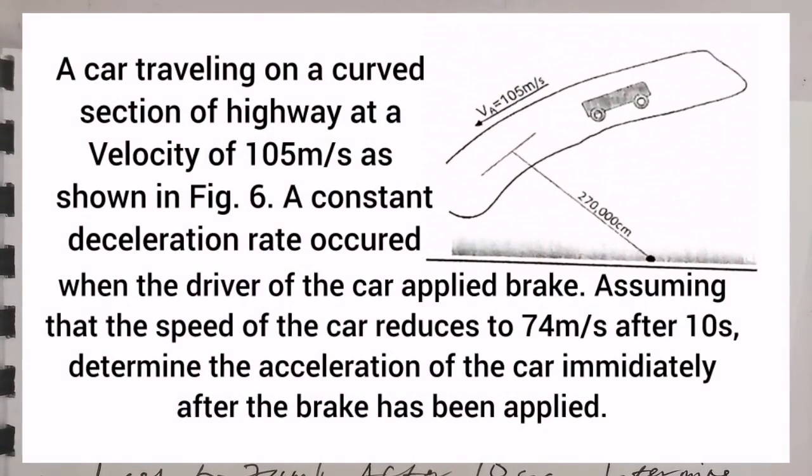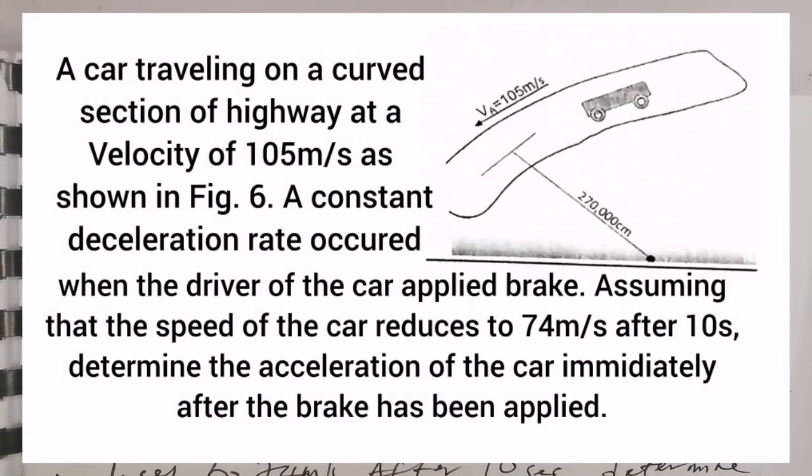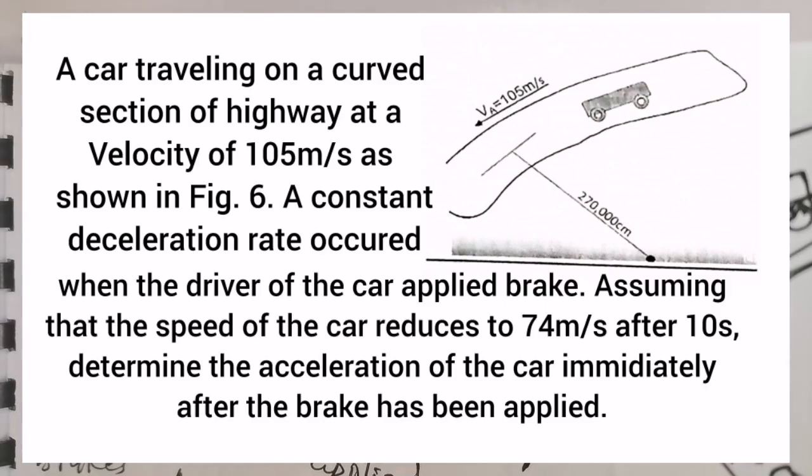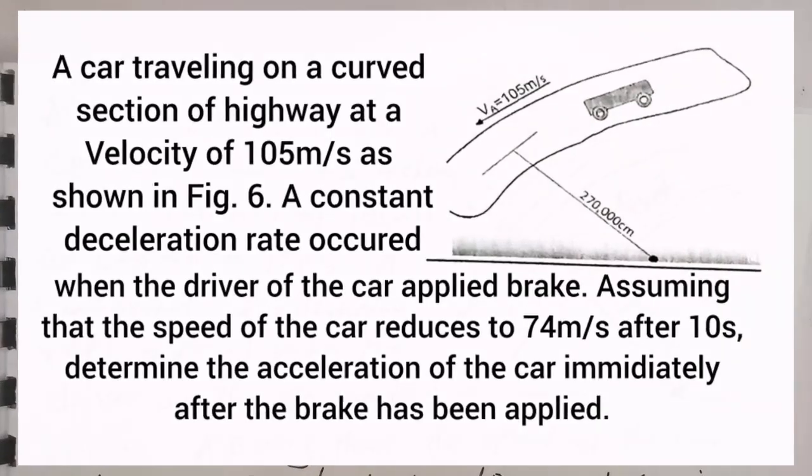In this video, we are going to be using this question to explain the concept of curvilinear motion. The question says, a car traveling on a curved section of highway at a velocity of 105 meters per second, as shown in figure 6. A constant deceleration rate occurred when the driver of the car applied brakes. Assuming that the speed of the car reduces to 74 meters per second after 10 seconds, determine the acceleration of the car immediately after the brakes are applied.